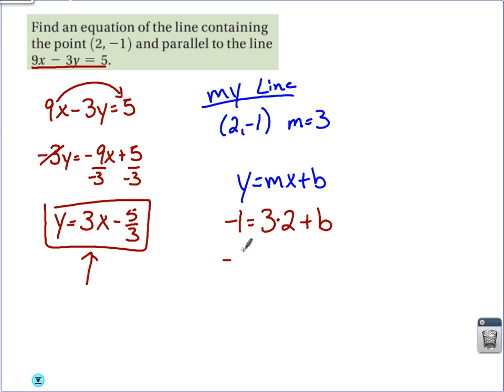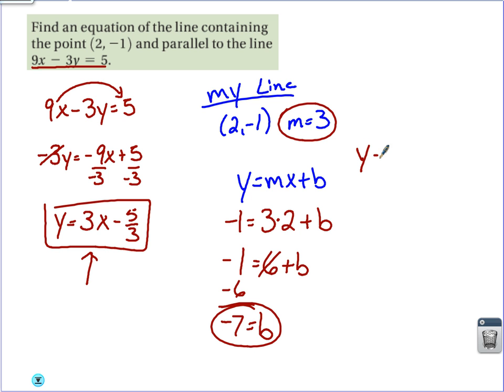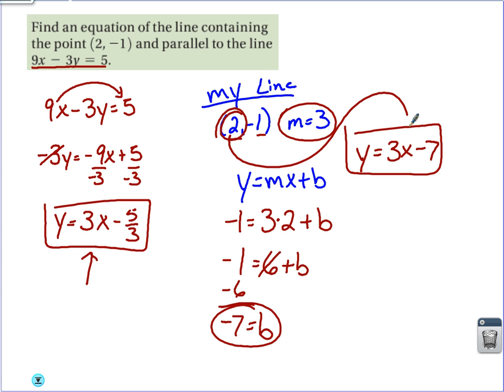So I have the equation -1 equals 6 plus b. When I subtract 6 from both sides, I get that b is -7. And since I know now that b is -7, that m is 3, that my line is y equals 3x minus 7. Again, notice y equals 3x minus 7 and y equals 3x minus 5/3 do have the same slope, so therefore they are parallel. And another way to check, I wanted my line to pass through the point 2, -1. If we plug 2 in for my x value, 3 times 2 is 6, 6 minus 7 does give me -1 for a y value.